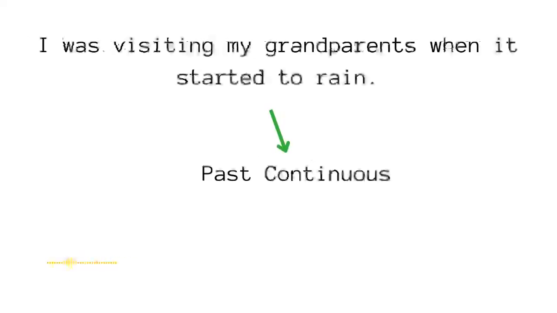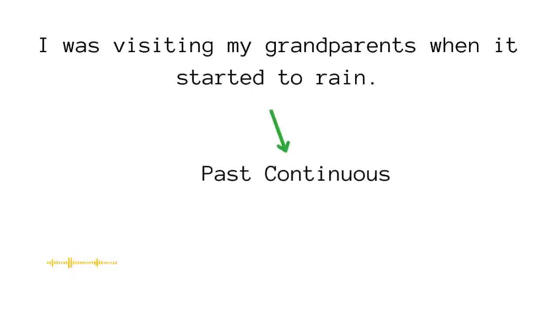But if you need to provide more details, you can use the past continuous. I was visiting my grandparents when it started to rain. I was visiting. Was with ing. So this is really important.